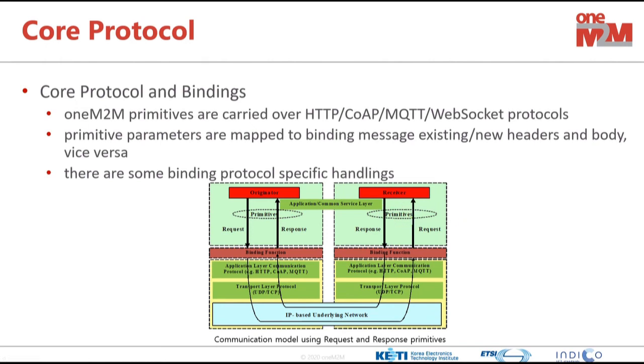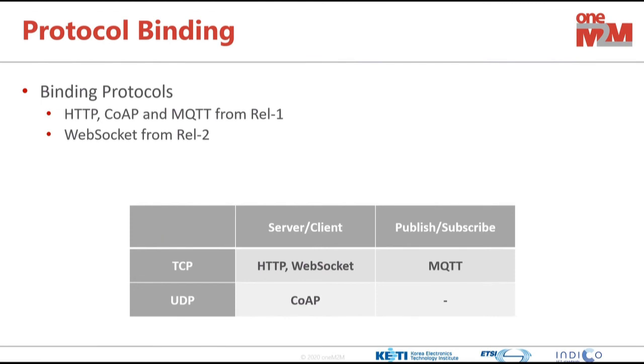So request and response primitives. And vice versa, when it sends a response back, then he will prepare the response primitive and it will be converted into the HTTP response, and then it will be received by the originator. So protocol bindings, we support them, and for CoAP, we can say that we support UDP. That's why we basically support IP, TCP/IP and UDP.